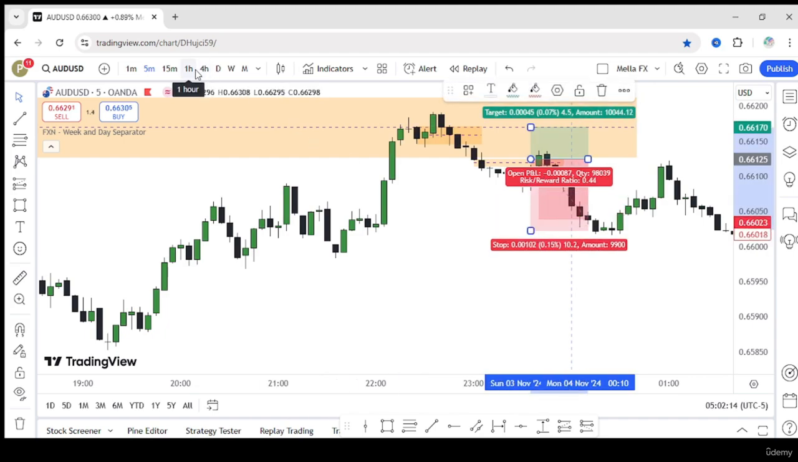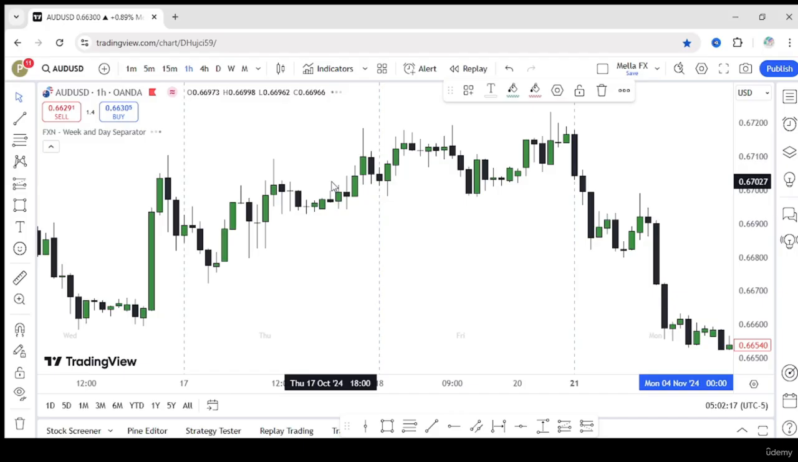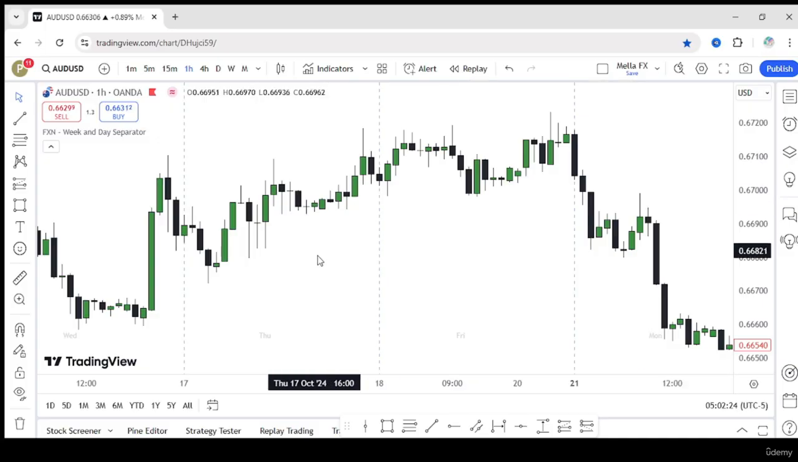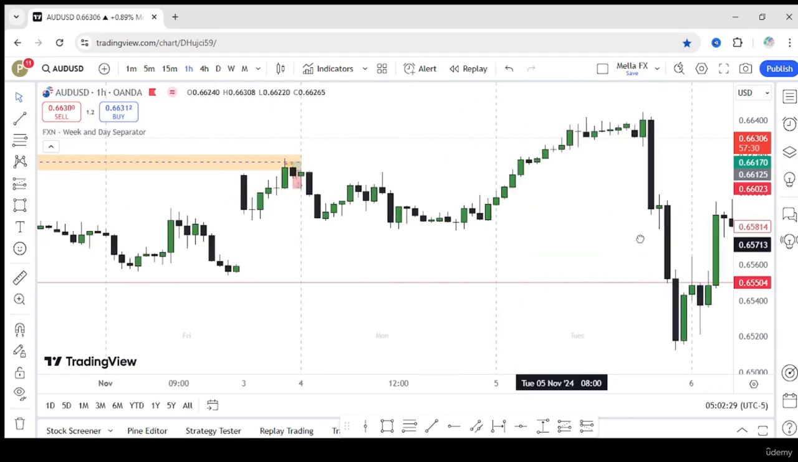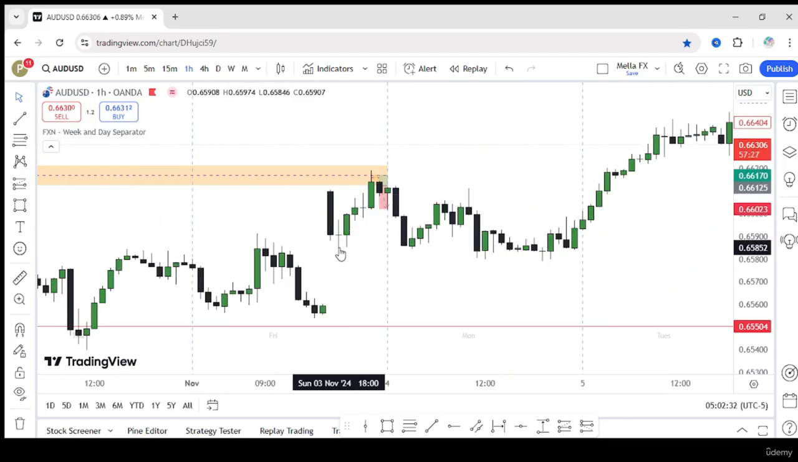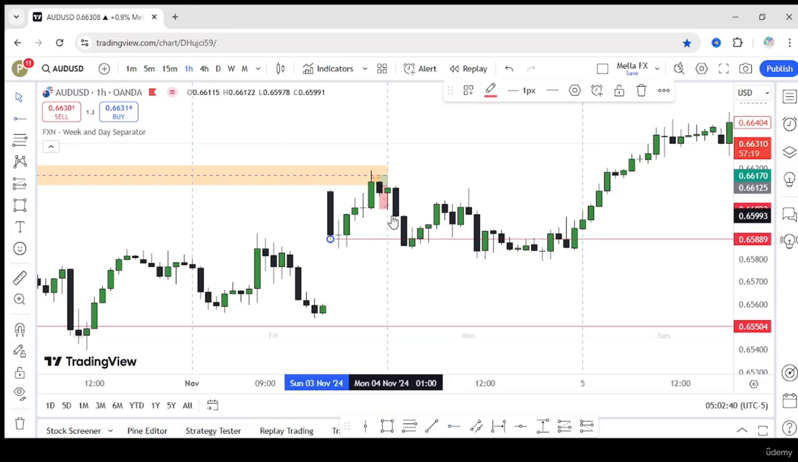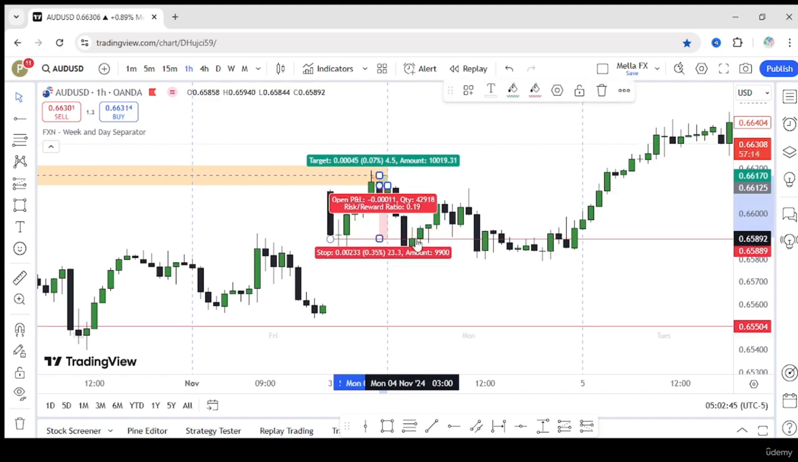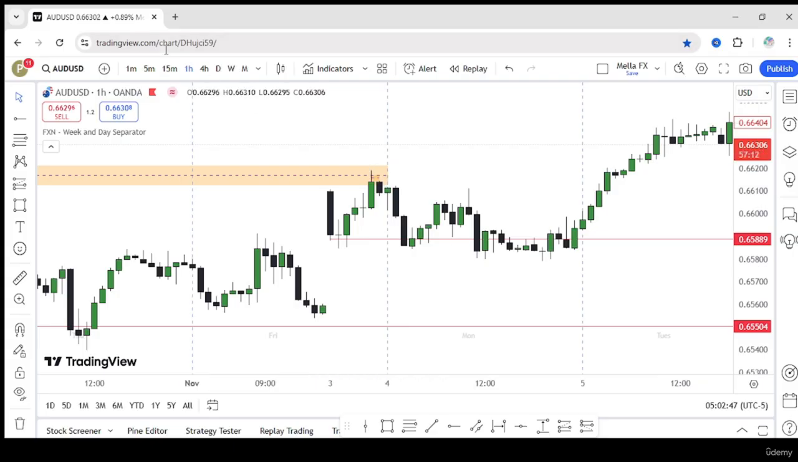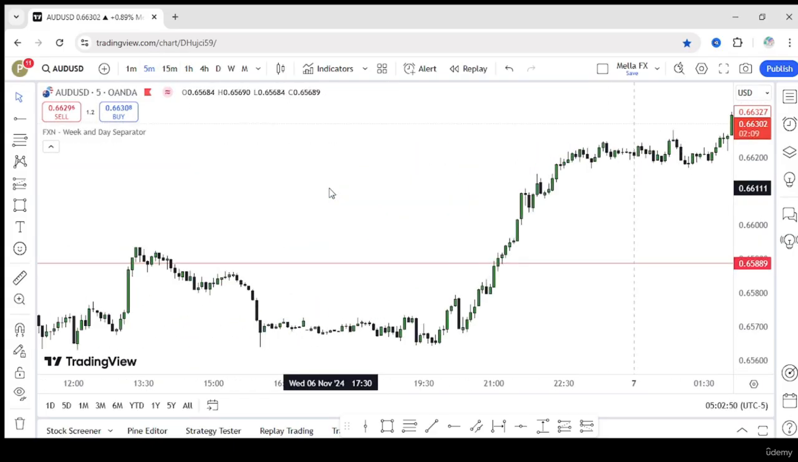So let us go to the 1 hour on the 3rd of November. On the 3rd of November we had this gap. So this would be our objective, for the market to fill. This would be the area in which we want to look out for. Let me go back to the 5 minutes.